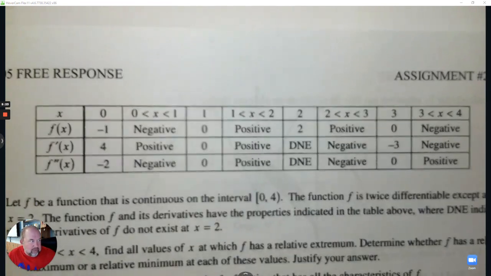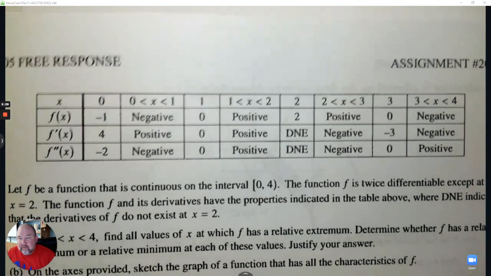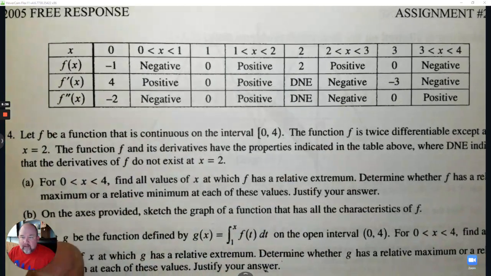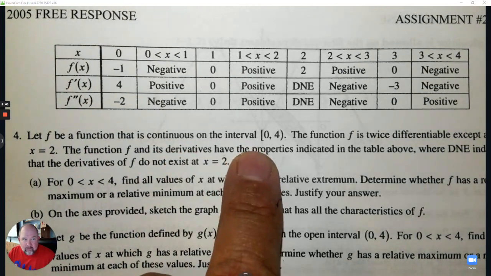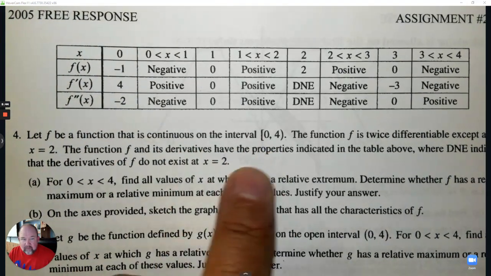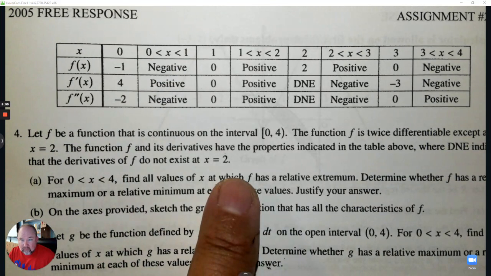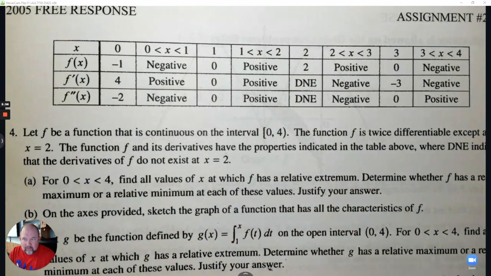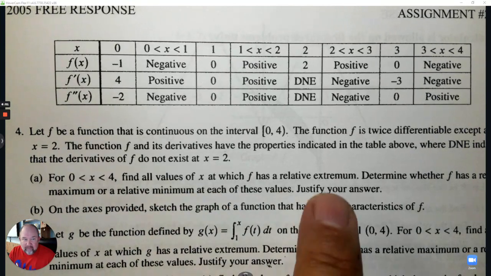All right, in number 4, you're given a table. Take a moment, right? Press pause and look at it first, always. And it says, looking at this table, it gives you the first and second derivative from 0 to 4. And it says, let f be a function that's continuous. Twice differentiable means it's continuous, right? And the function f and its derivative have properties indicated. Where it does not exist indicates that the derivative of the function does not exist at 2. So the derivative doesn't exist at 2, but it's still continuous because there's a value at 2, like a sharp corner, a cusp.